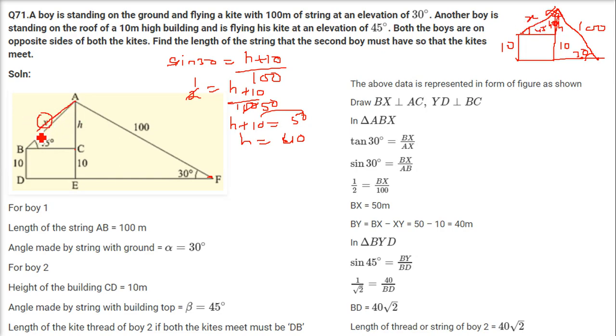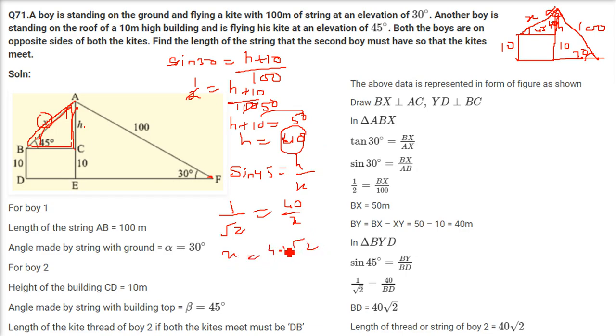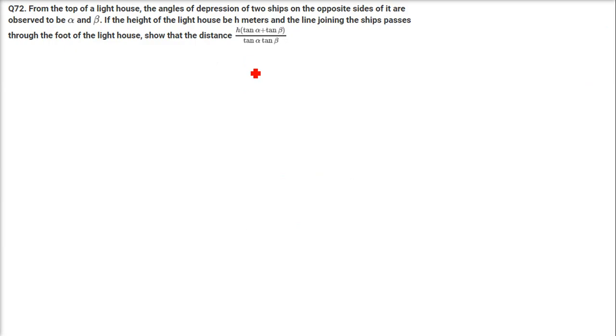This height is 40. Now I am taking this other triangle. This height is known and this x has to be found. So this is perpendicular, this is hypotenuse. Again, we are going to use sine 45 degrees. This will be perpendicular, that is h, by hypotenuse, x. But this h is what? 40. We just got it. Sine 45 is 1 by root 2. So 1 by root 2 is 40 by x. So x will be equal to 40 root 2. This is our answer. The length of the string of boy 2 has to be 40 root 2.